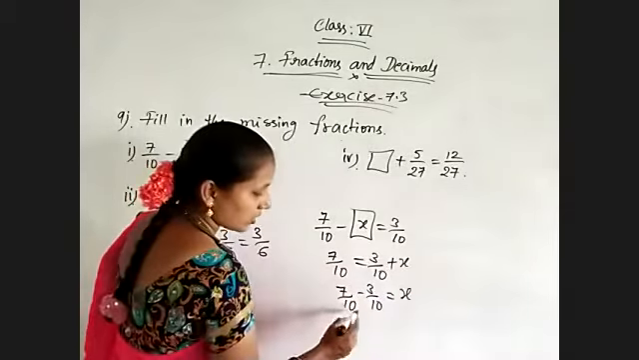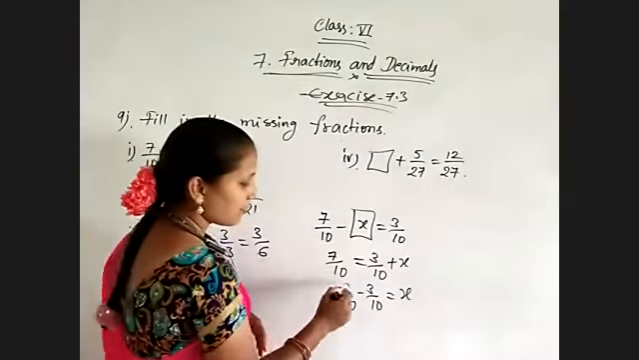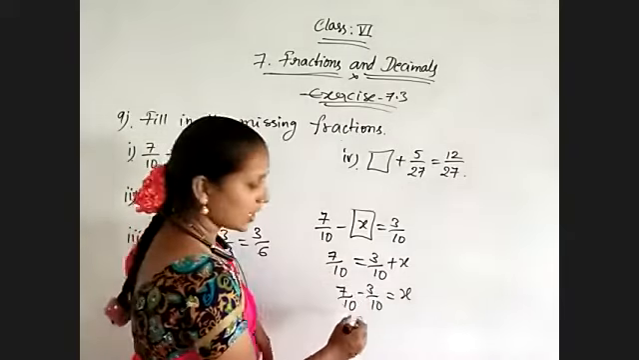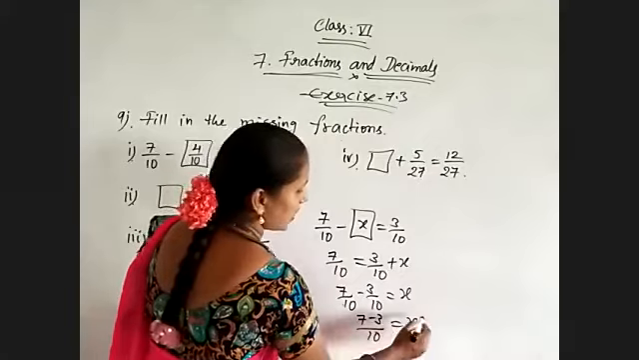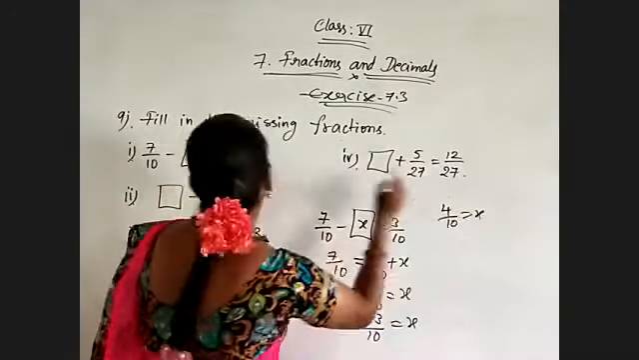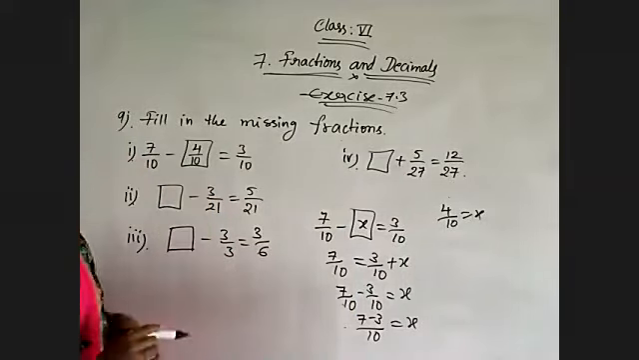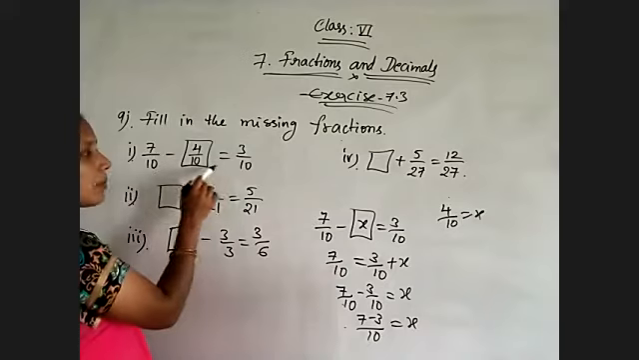The difference between two like fractions is equal to the difference between the numerators over the common denominator. That is 7 minus 3 by 10 equal to x. So 7 minus 3 is nothing but 4, and 4 by 10 is equal to x. Observe, 7 minus 4 is 3 and both have the common denominator 10.